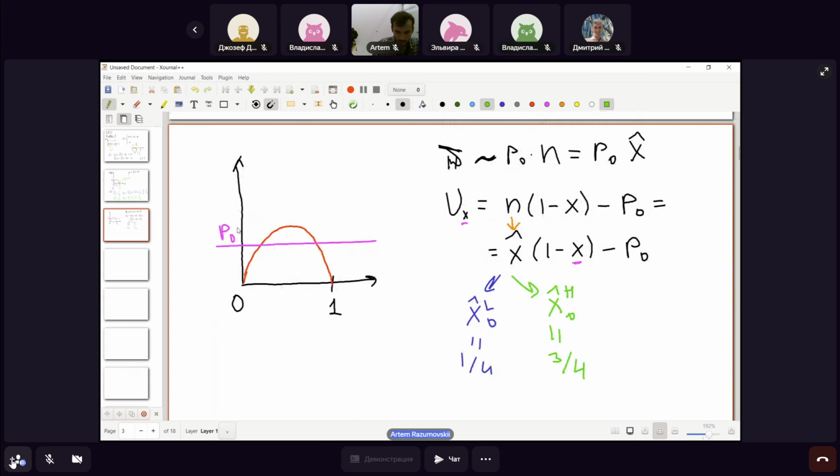Okay, then now let's think. What will happen if, for example, we are the platform and we want to increase our profit? What we can do is increase or decrease the price. Probably if we increase the price, we will expect our profit to grow, but maybe the demand will be less, right? So then we need to equalize these forces. Now let's come back to our picture.